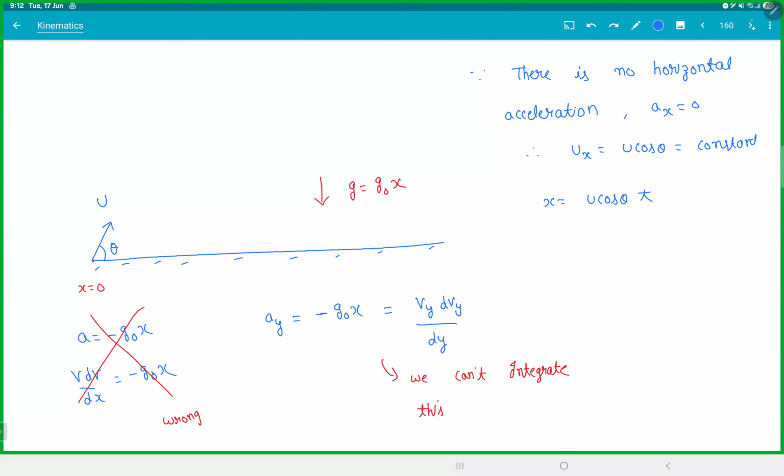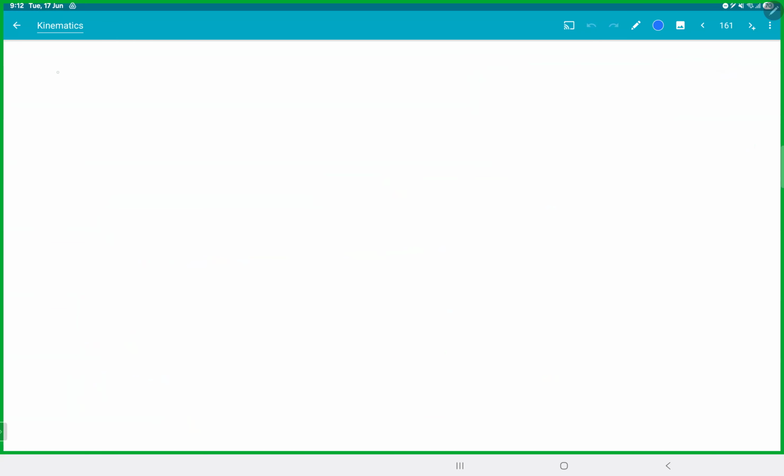Listen. So it is given ay is minus g naught x. But x we just now found out. This is nothing but u cos theta into t. What is ay? dvy by dt. Since the acceleration is in the vertical direction, velocity also must be in the vertical direction. This is minus g naught u cos theta into t.